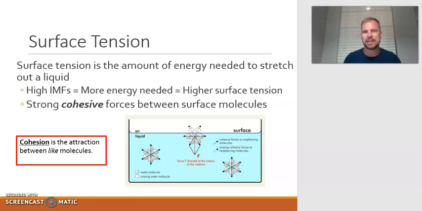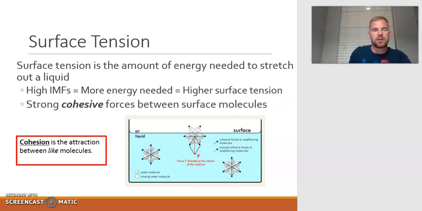Well, what does that mean in terms of intermolecular forces? What we find is that the higher the intermolecular forces for the particular liquid, that means more energy is needed, and therefore that's going to result in a higher surface tension. So a pool of liquid, such as water, for example, would probably have a lower surface tension than maybe a pool of syrup. Both are liquids, but you could probably predict that syrup would have a higher surface tension. And that's because it has higher intermolecular forces due to its actual atomic structure.